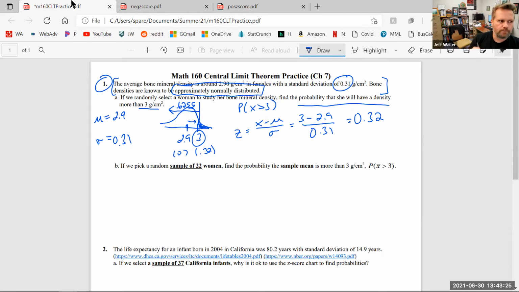Now, so have I found the answer to the question? -1. Good, 1 minus that. So I got to do 1 minus 0.6255. You can do it in the calculator, or you can use my nifty little.